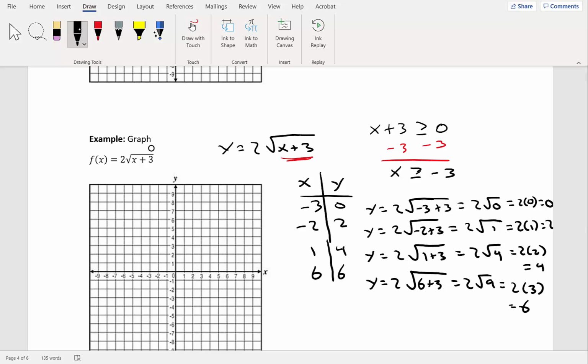Now let's go ahead and plot these points and we can graph. So I have negative 3, 0, which is a point right here. I have negative 2, positive 2. I have 1, 4. And then I have 6, 6. And we get our graph. Notice my graph doesn't go past this point because all those values of x would make it a negative inside the square root, which would be undefined. It would not be a real number.